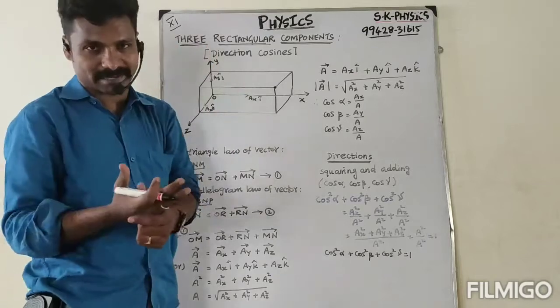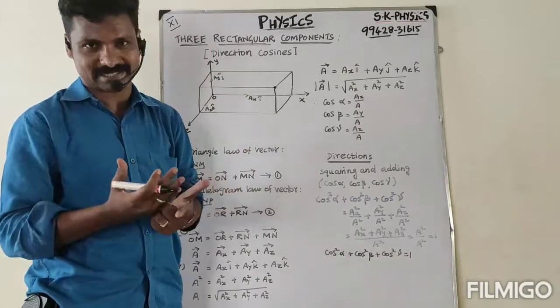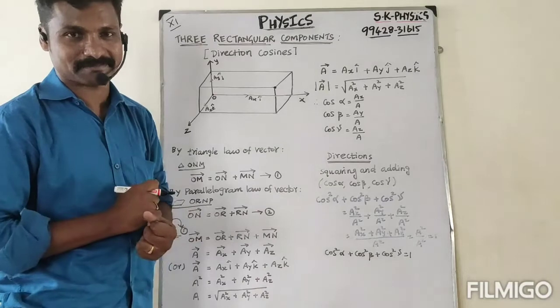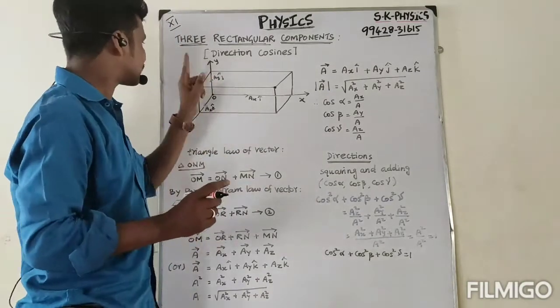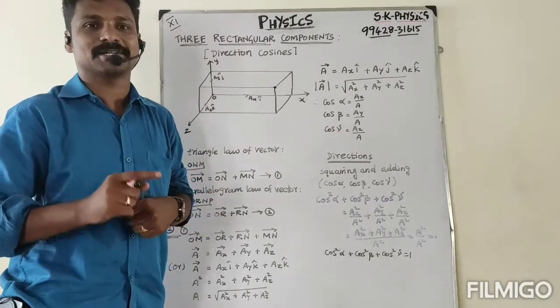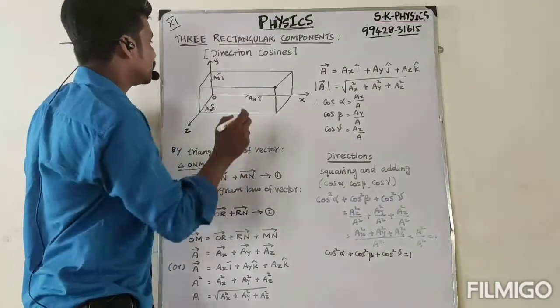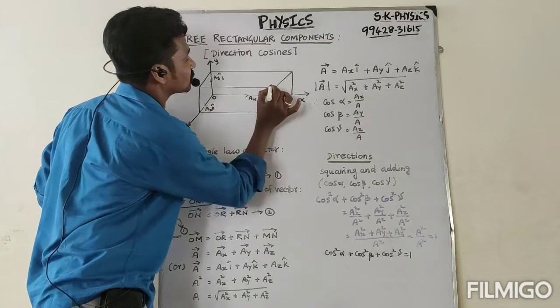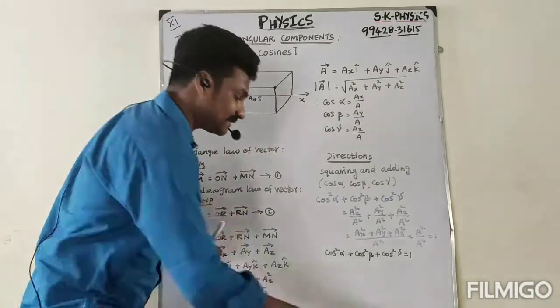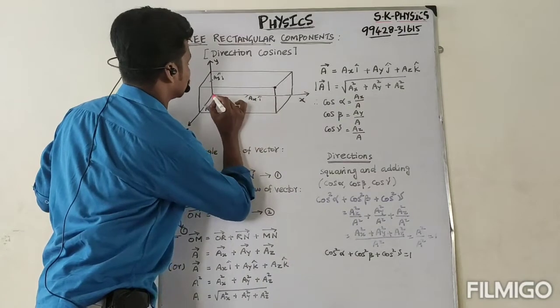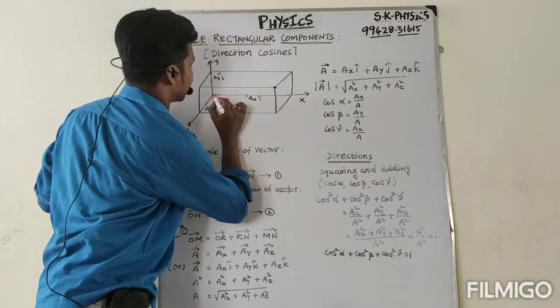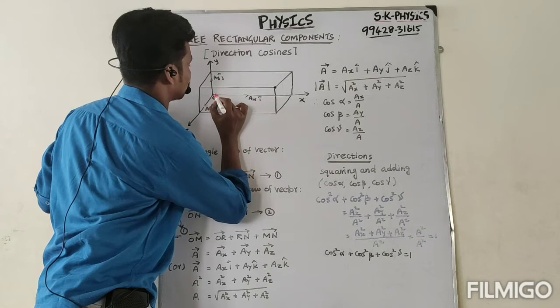But this combination is the resultant value. So this resultant value should be combined together, ax, ay and az. For that resultant value, you should join this corner to this corner for identification. To differentiate, I will use the red color for this diagonal. So please listen.